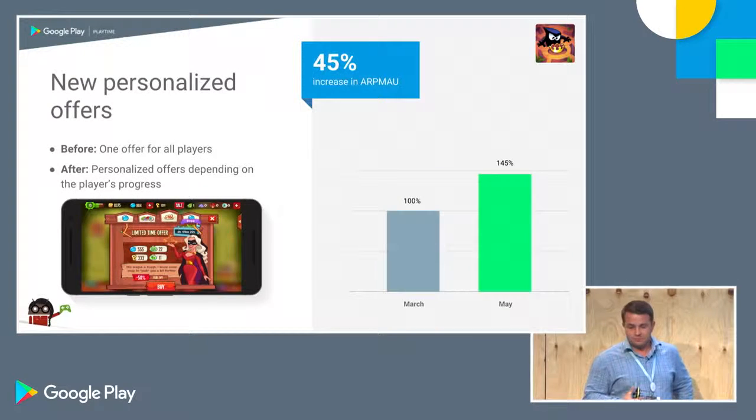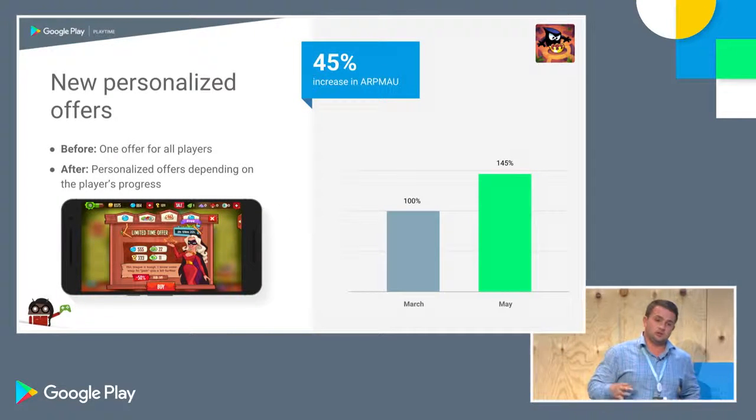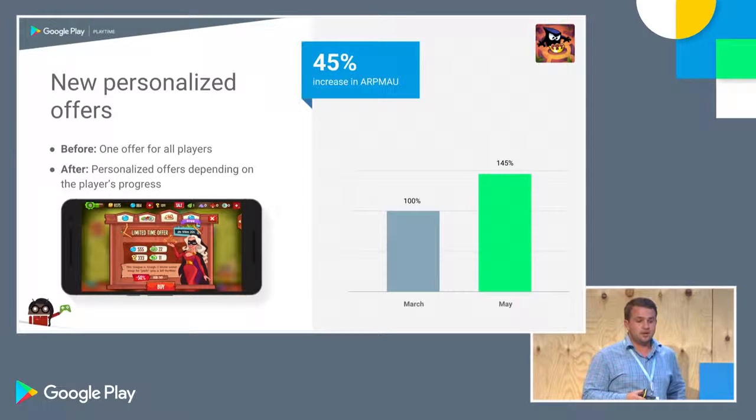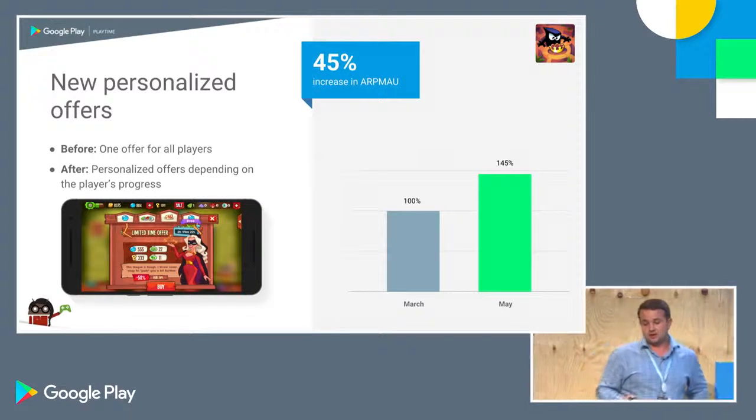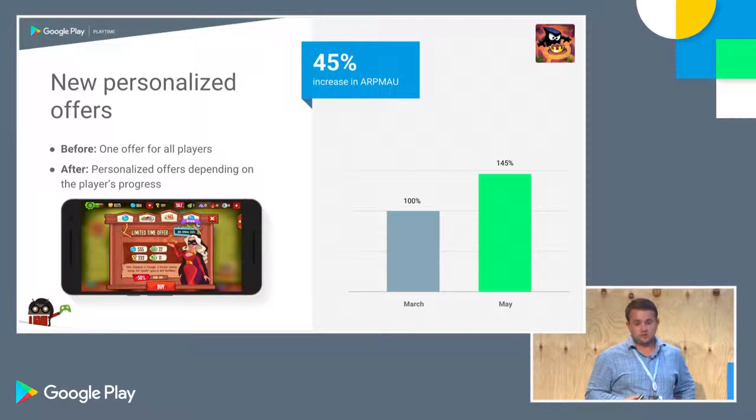Another example is personalized offers. Before, the studio had an offer that was universal for all players. But then they decided to include the content based on the progress that the players have already made in the game. And here again, we can see that the ARPMAU has increased by 45%.